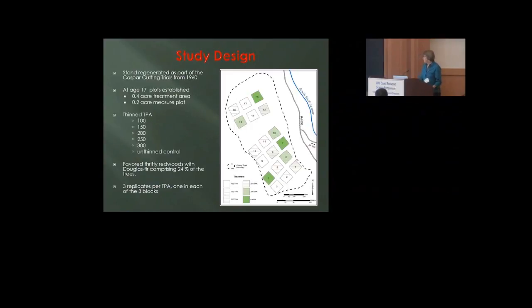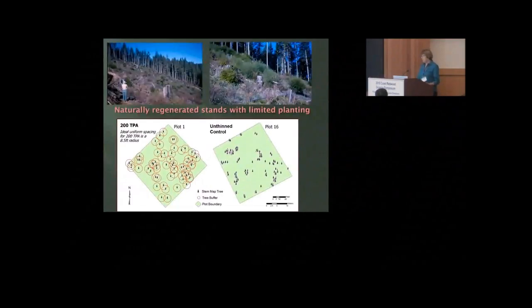The neat thing is this was actually established in the footprint of the old Casper cutting trials, and so we have good records of this stand before, of the second growth, before we transitioned to third growth. You can see the top photos are characteristic of the stand at regeneration in the 60s, and then the lower diagrams are stem diagrams from plots.